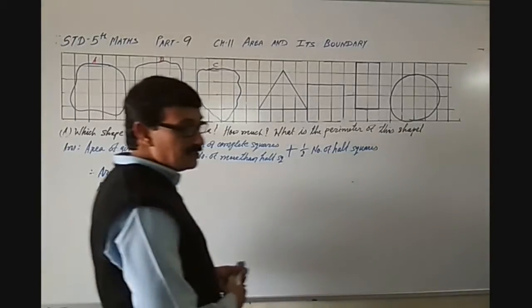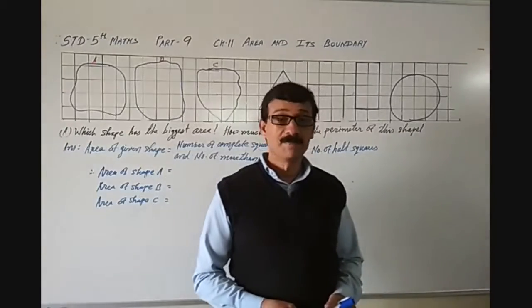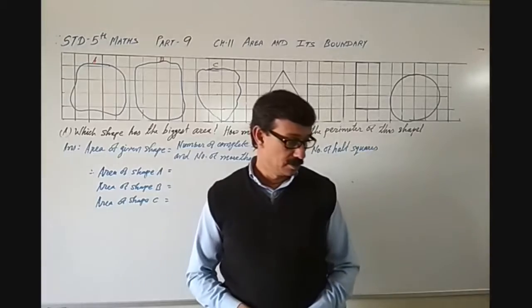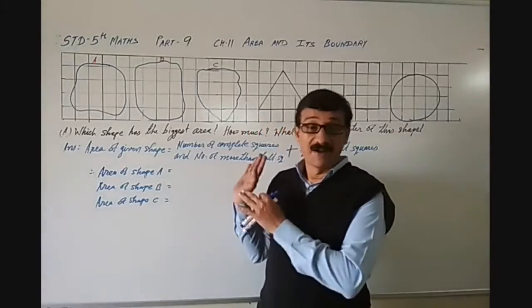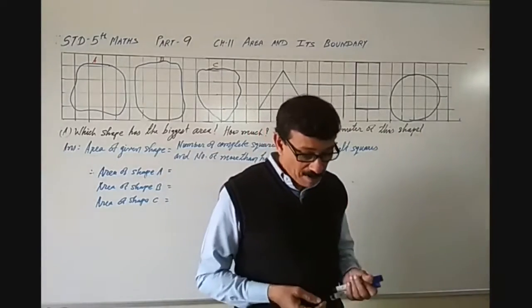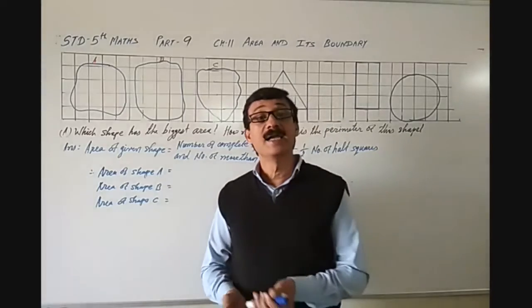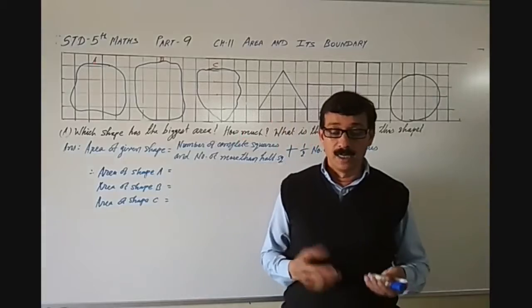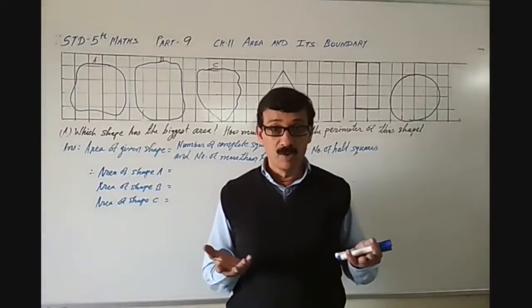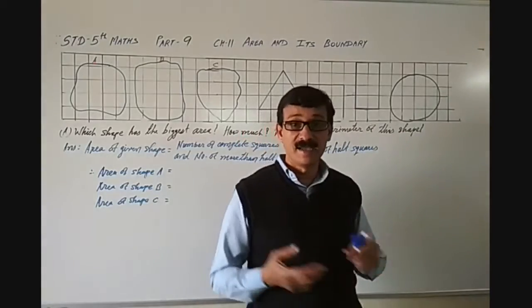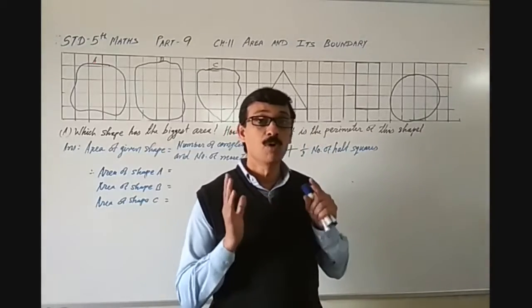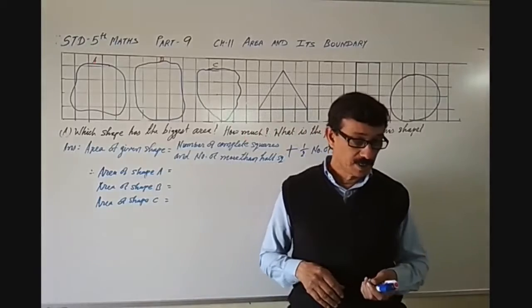Hello students, this is ninth part of 11th chapter, Area and its Boundary, of standard 5th mathematics. To start with this exercise, open page number 155 in your textbook first of all. Then you have to keep a thread, a pencil, everything with you. First of all, let's understand what to do in this activity. So let me read.